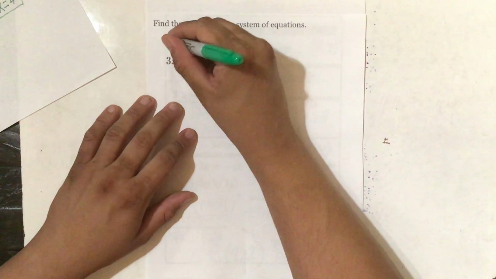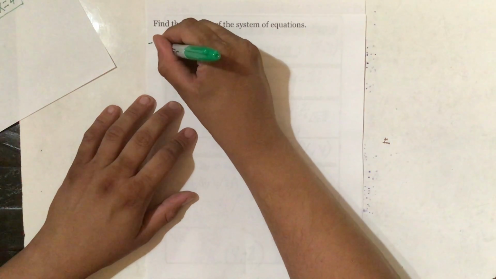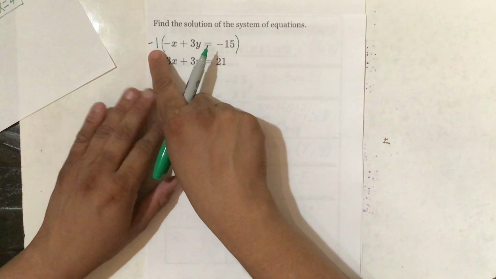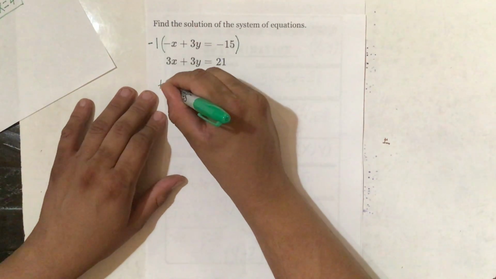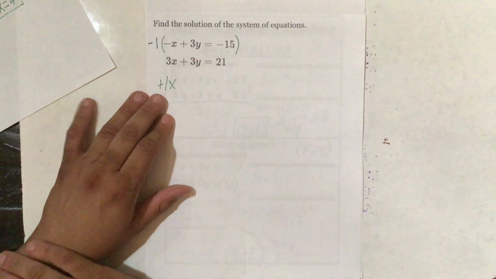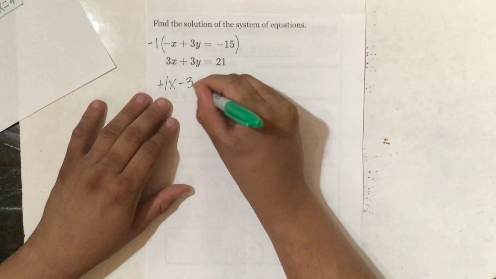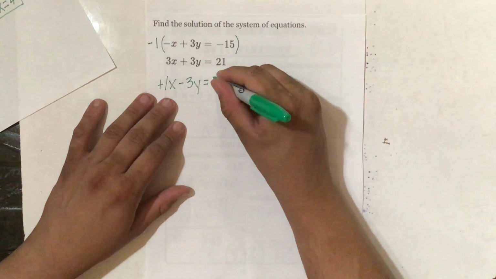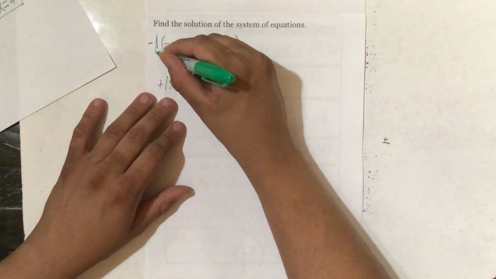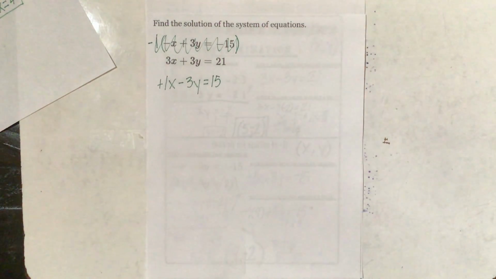So what I'm going to do is multiply one of the equations by negative 1. So I'm going to multiply this top equation here by negative 1. So this negative 1 is going to make this negative x a positive x. So I'm going to make it a positive 1x. I'm going to write the 1 there. This negative 1 is going to make the positive 3y a negative 3y. And this negative 1 is going to make this negative 15 a positive 15. So this equation, I changed it to that.